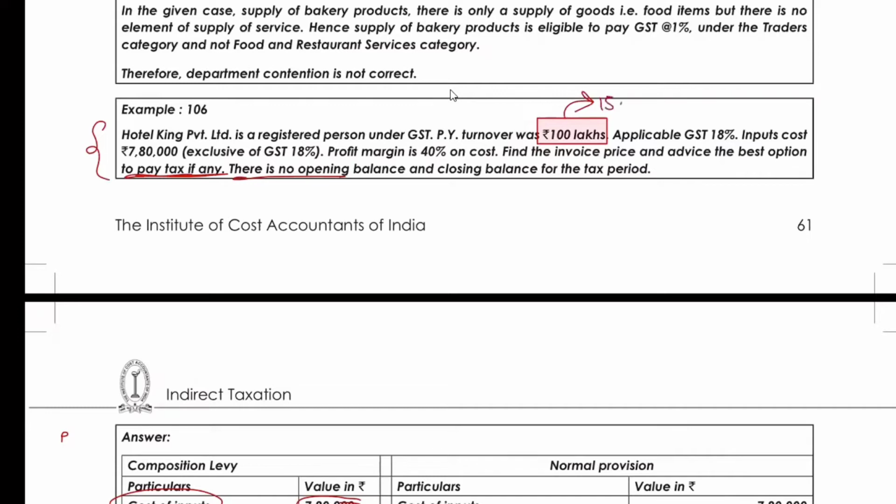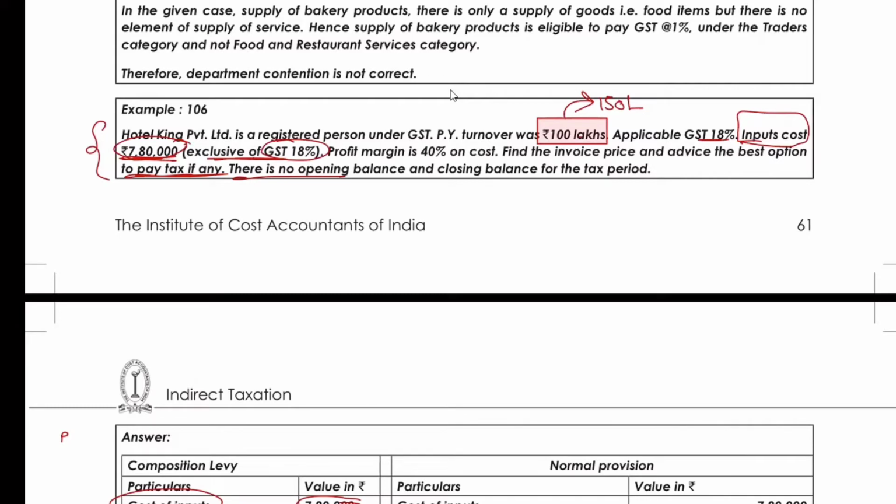Shubham, I didn't understand one thing. They're saying input cost is 7,80,000. So is this 7.8 lakhs out of the entire turnover, or one invoice, which? No, they're saying their turnover is 100 lakh. Input cost means the things which they have purchased and paid the price for. That is 7,80,000, exclusive of GST, with 18% GST. So what they have paid is 7,80,000 plus 18% GST. Out of the 100 lakhs, their cost is only 7.8 lakhs.